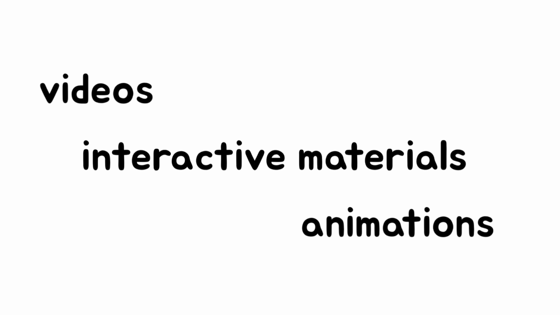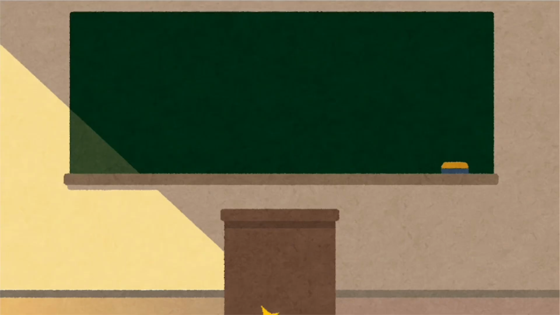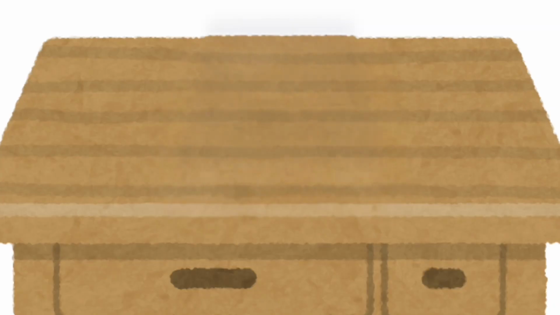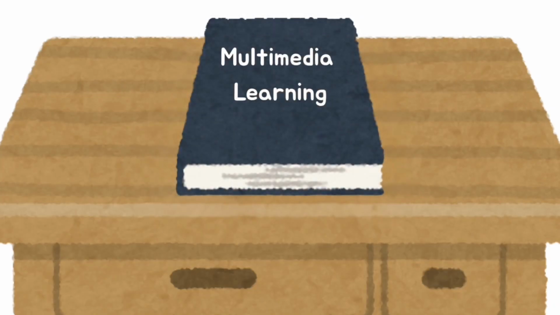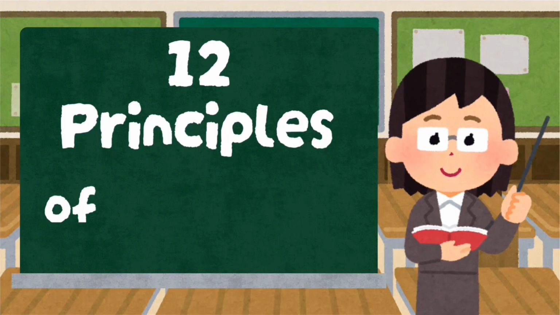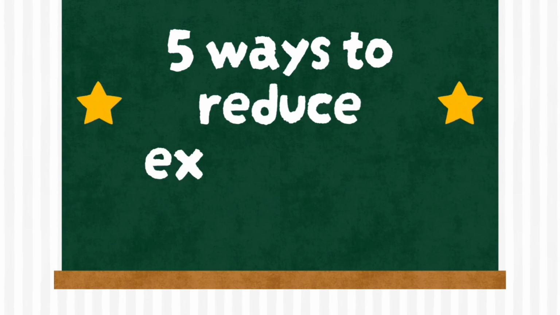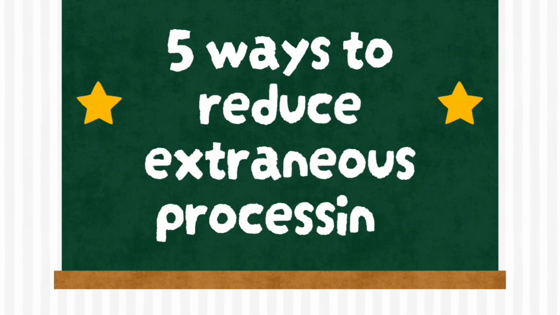When it comes to learning through multimedia, like videos, interactive materials, or animations, how we present information can make a huge difference. Based on Richard Mayer's research from his book, Multimedia Learning, here are the 12 principles that show us how to design for better learning. The first 5 principles presented are involved in reducing extraneous processing.